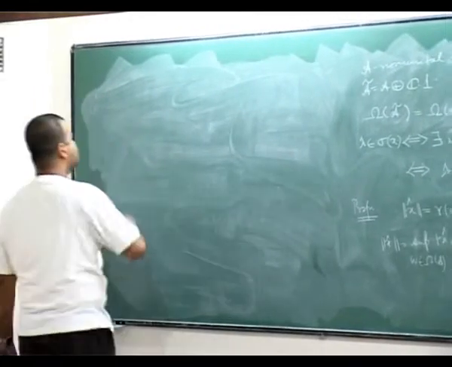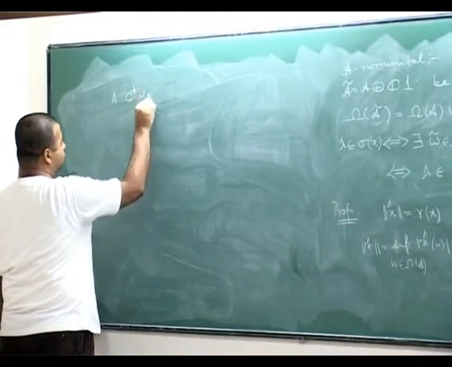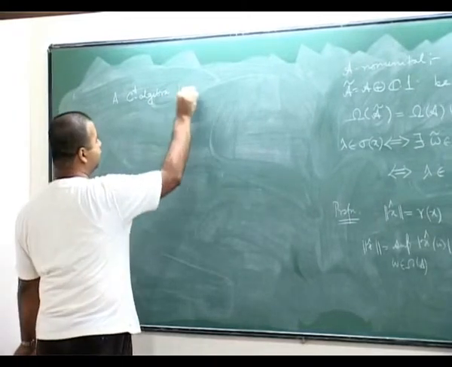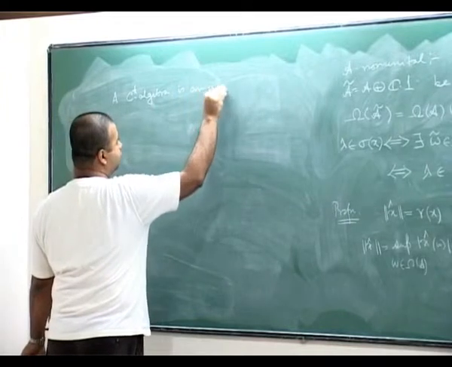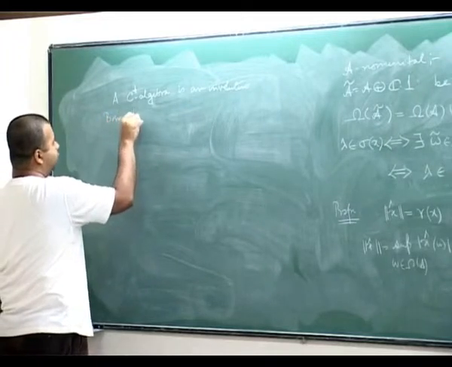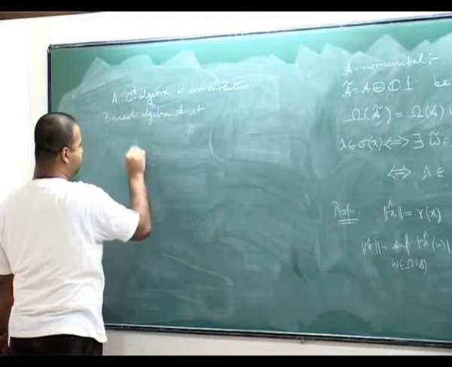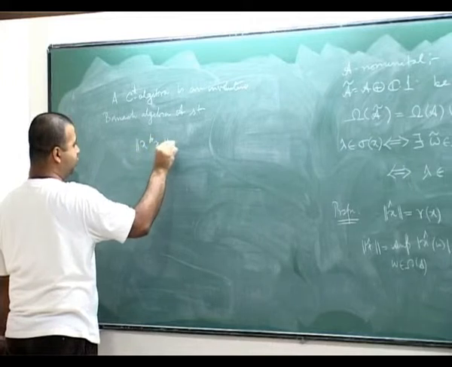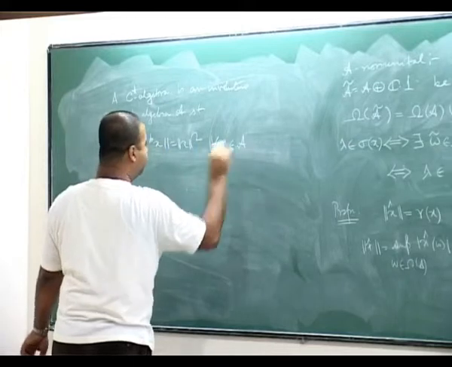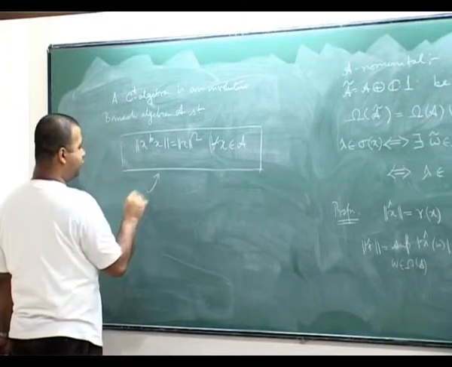So a C-star algebra is an involutive Banach algebra A such that norm x star x equals norm x square for all x in A, and this identity is often referred to as the C-star identity.